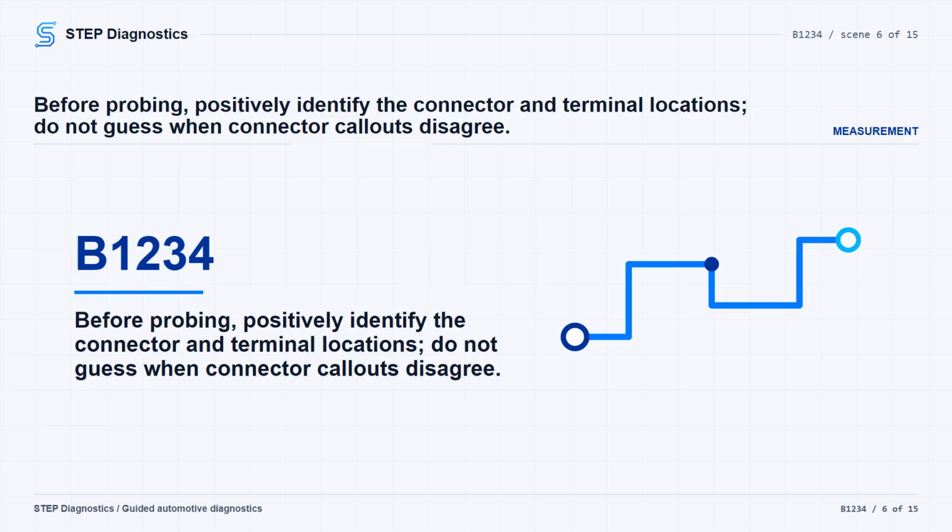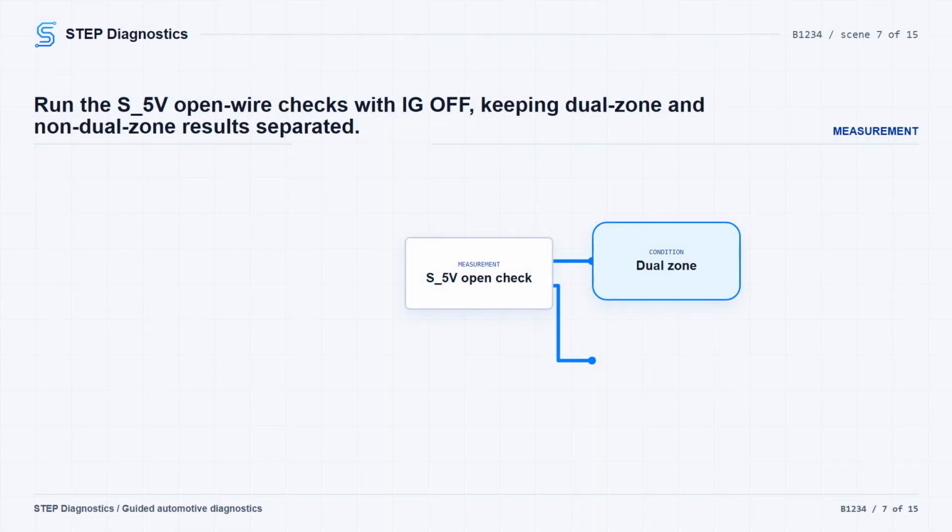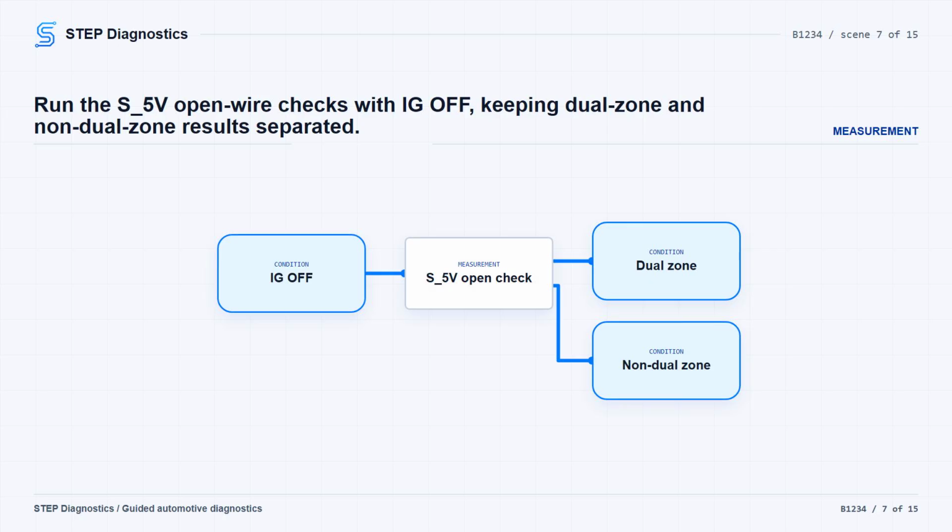With IG mode off, check the S5V open wire path. For the dual-zone climate control version, the normal result is less than 1 ohm. For the non-dual zone climate control version, the normal result is also less than 1 ohm.